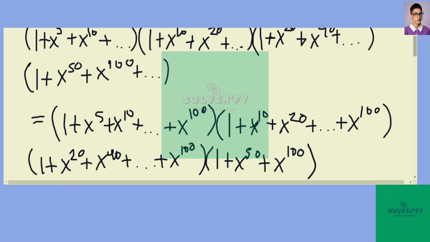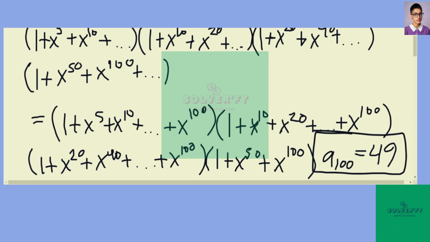And using a computer algebra system, we expand this generating function and find that the coefficient of x to the 100, a100, is equal to 49 in this case. So there's 49 ways to make change.